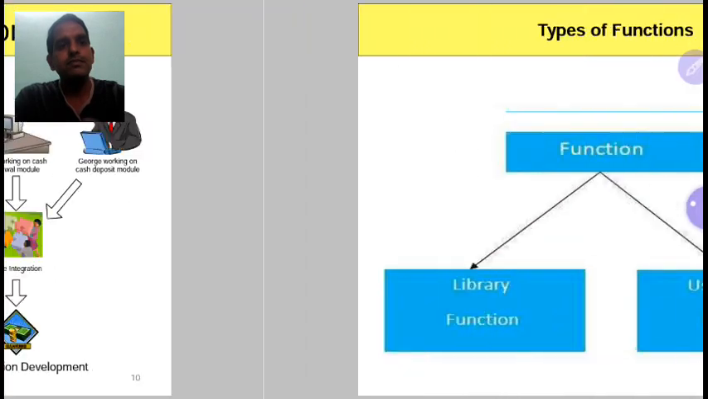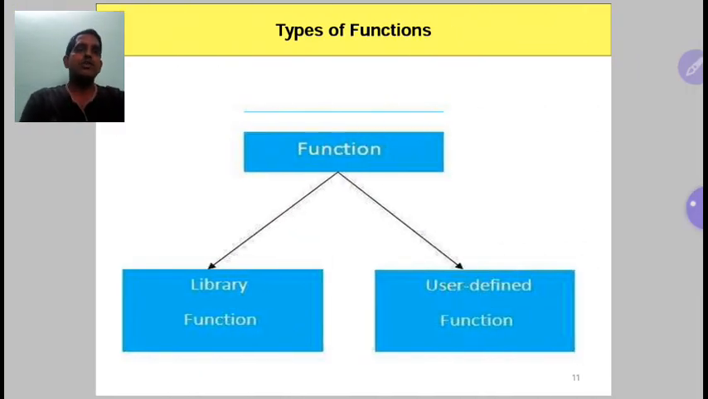Okay, next, in C language we are going to have two types of functions. One we'll be calling library functions or standard functions, or another name is predefined functions, and another one we'll be calling user defined functions. First, in the initial terms, we'll be looking at the user defined functions. In the latter part of the video, we'll be looking at library functions.